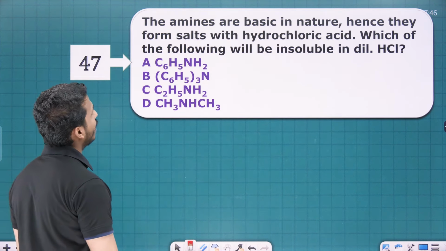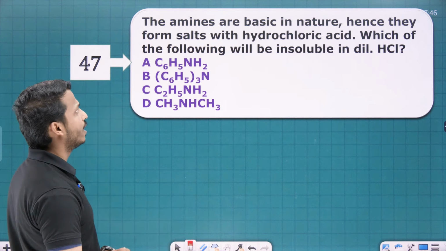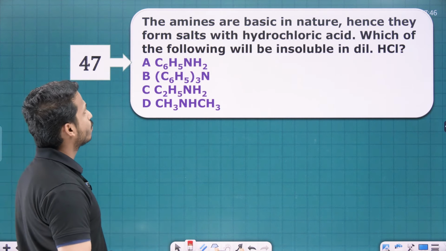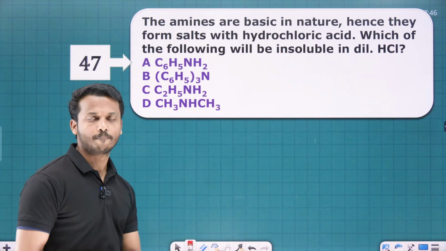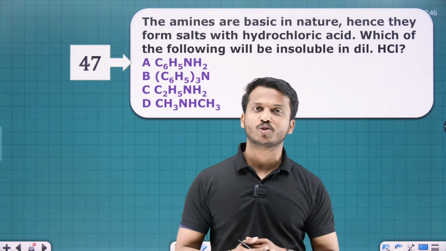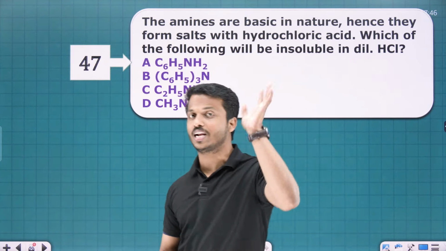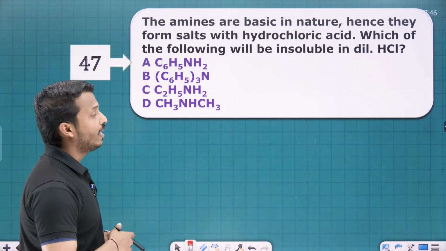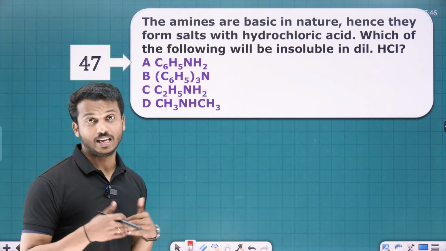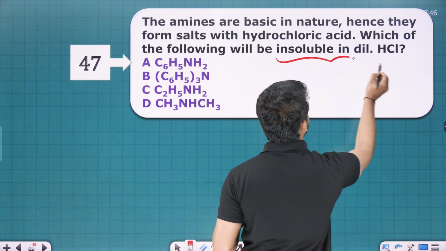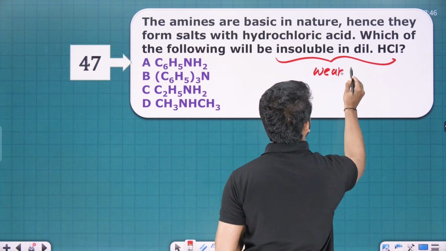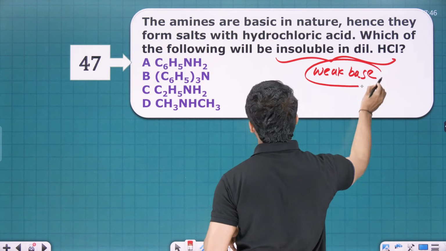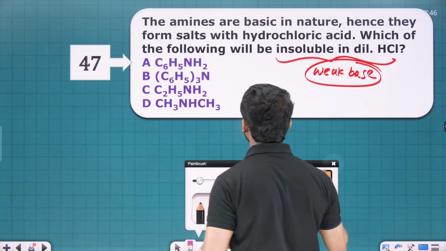Next, the amines are basic in nature, yes. Hence they form salt with hydrochloric acid. You know, amines are basic in nature because they contain a lone pair that can easily donate and take the H+, right? Which of the following will be insoluble in dilute HCl? Insoluble in dilute HCl means they are asking you which is a weak base. Tell me all, which is a weak base.